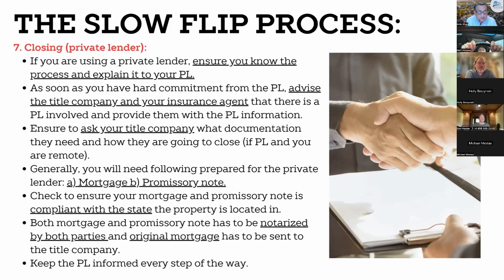Now, if there is a private lender involved, it is a little bit more complex because you will have to coordinate everything with your private lender and walk them through the entire process. So first of all, ensure you understand the process and can explain to your private lender what's going to happen and how. As soon as you have a hard commit, as I mentioned before, from your private lender, advise the title company and your insurance agent, because both have to know the name of your private lender. Your title company will have them as a mortgagee, and the insurance agent needs to show them as additional insured on the insurance. So they both need to know that.